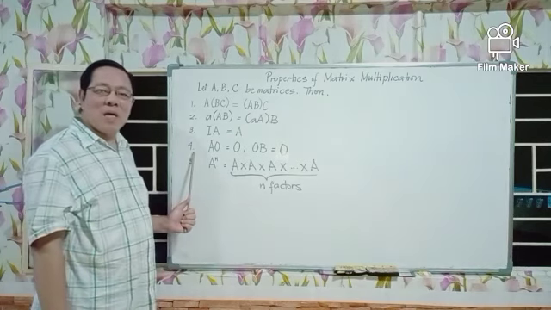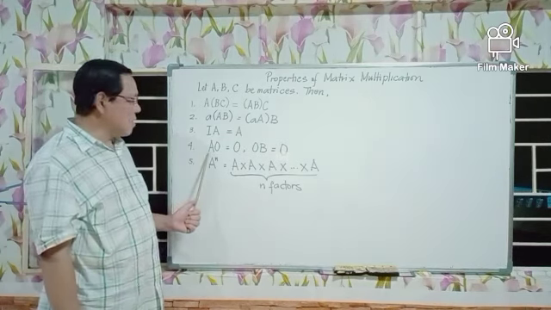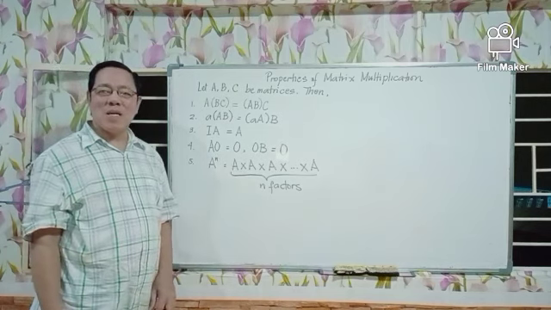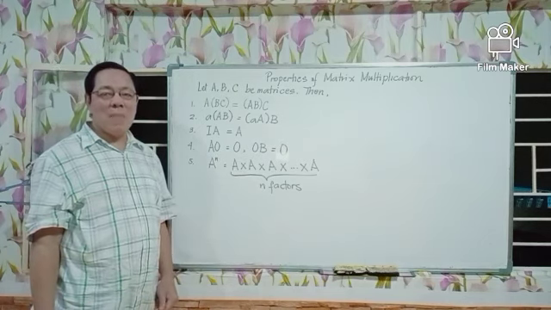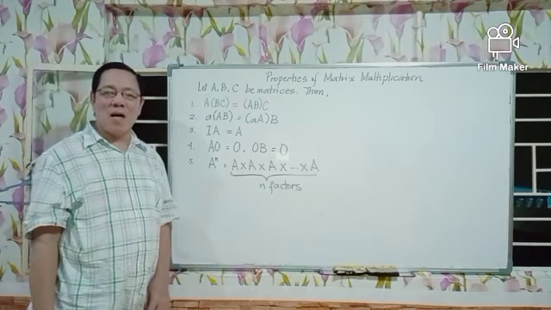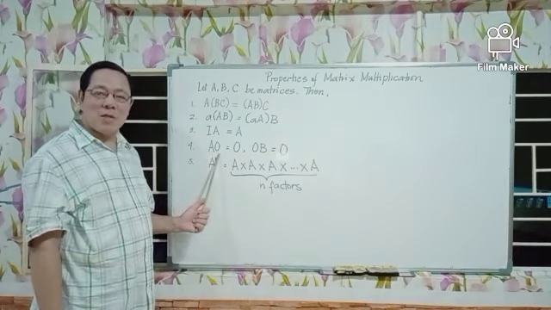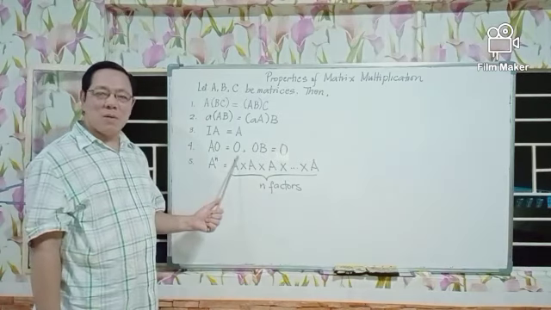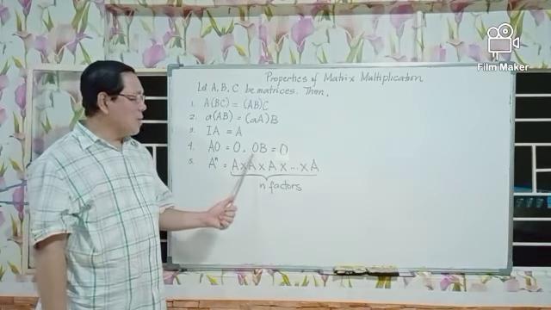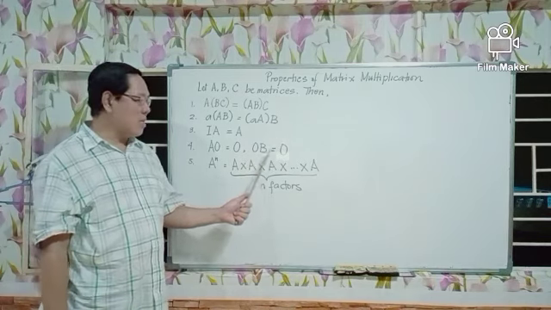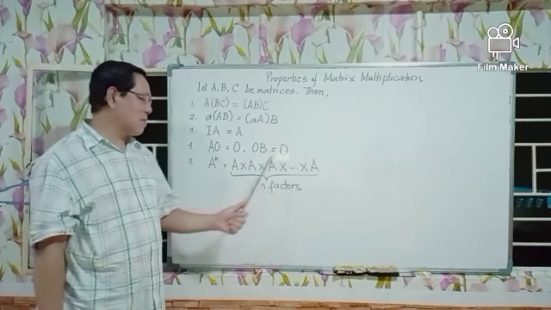And number 4, we have the product of matrix A and the zero matrix. And we said before that the zero matrix is a matrix all of whose entries are 0. And if a matrix A is multiplied by the zero matrix, the product is the zero matrix. Similarly, the product of the zero matrix times any matrix B is equal to the zero matrix.